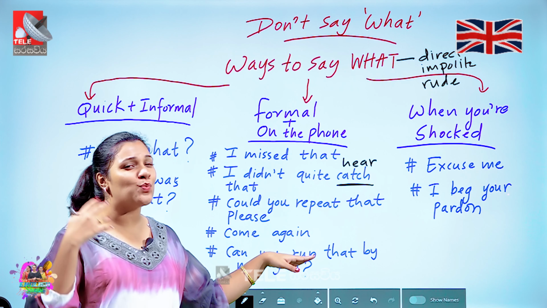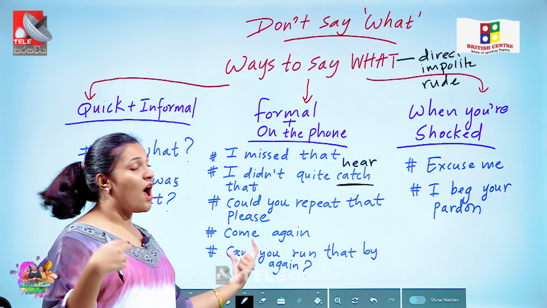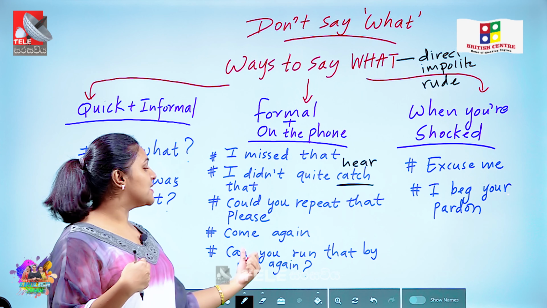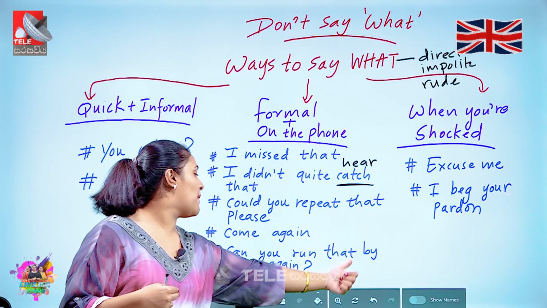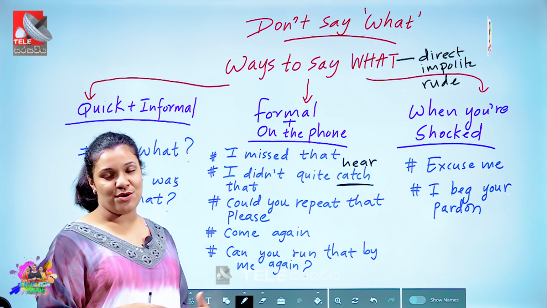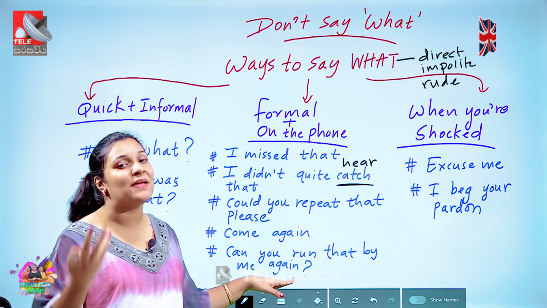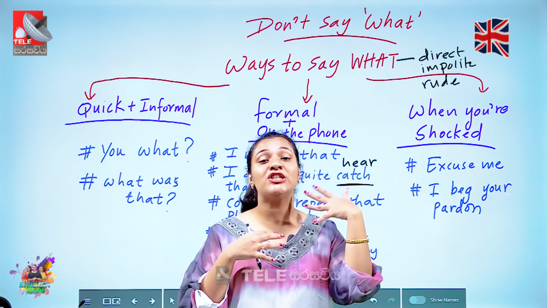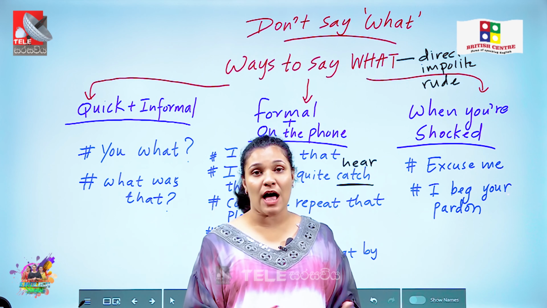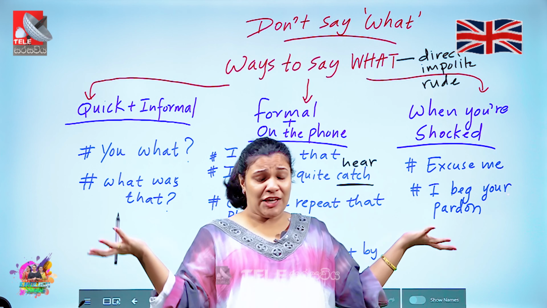Right. Come again means you didn't hear it, so you want the person to repeat it. Okay, come again. And the other one is, can you run that by me again? Can you run that by me again? Right? So it also means to repeat it. Okay? And these two expressions you use when you are really shocked or if something unbelievable happened. Okay? Excuse me? Excuse me?